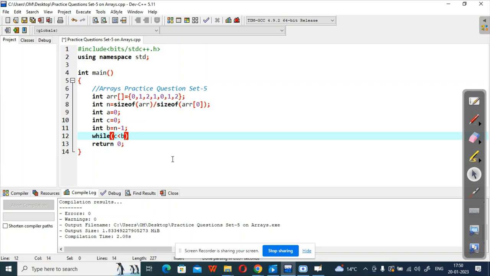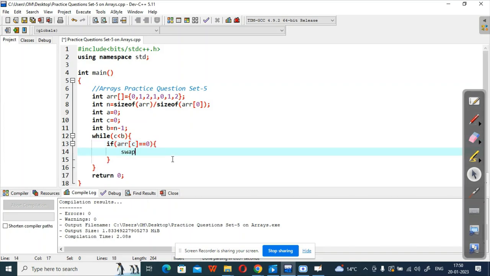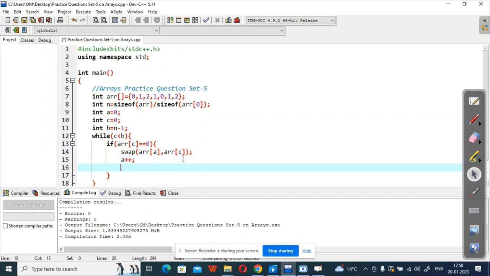While C less than B, if ARR of C is carrying 0, it means C has to hand over this value to A by swapping. Swap ARR of A, comma ARR of C. Fine? Okay, fine. Move A++ ahead and C ahead for the next thing.